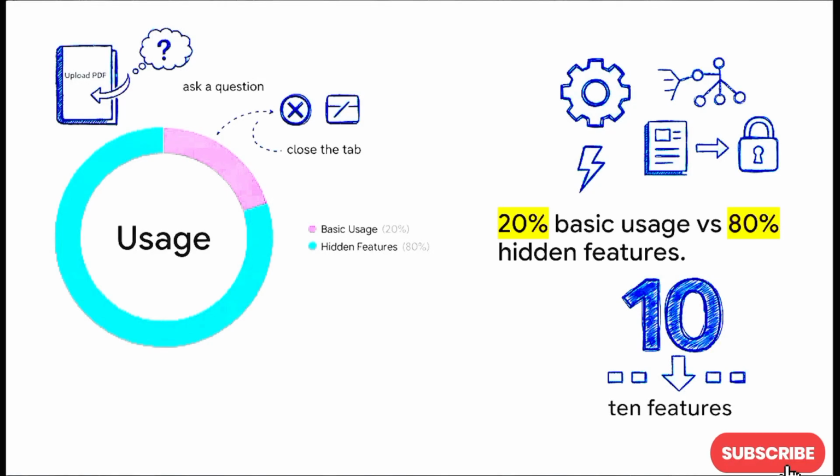Most people use NotebookLM in exactly the same basic way. You upload a PDF, ask a quick question, and then you just close the tab. But honestly, that is maybe 20% of what this tool can actually do. The other 80% of its power is just sitting there in hidden features that most users never even bother to open. So today, we're going to fix that. Here are 10 hidden capabilities and exactly how you can use each one.